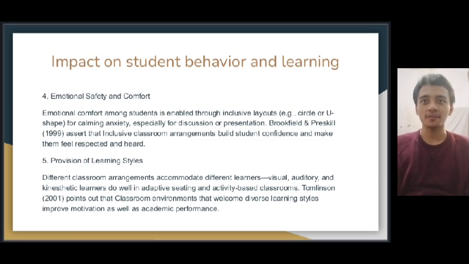4. Emotional safety and comfort. Emotional comfort among students is enabled through inclusive layouts for calming anxiety, especially for discussion or presentation. Brookfield and Preskill from 1999 asserted that inclusive classroom arrangement builds student confidence and makes them feel respected and heard.